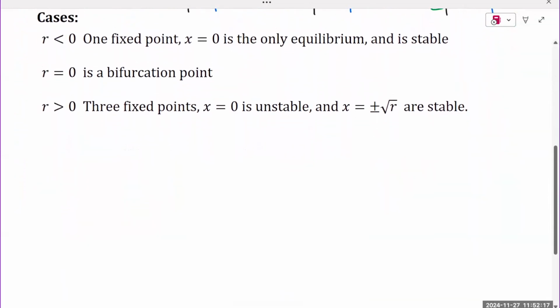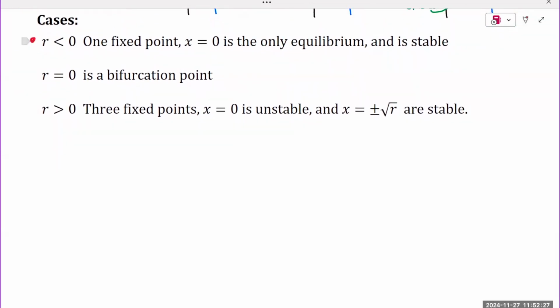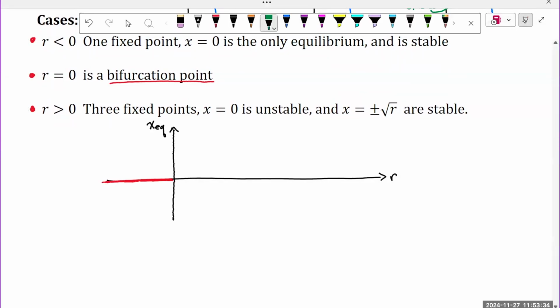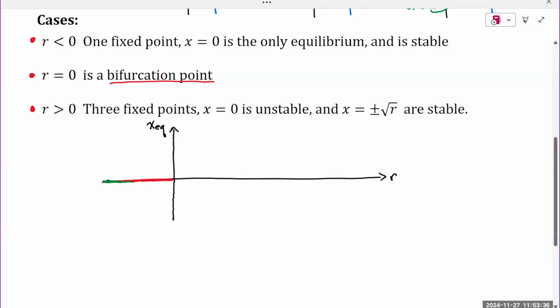Here we have our cases summarized. There's one fixed point for negative r that is stable. At 0, we have a bifurcation point. And for r positive, we have two fixed points that are stable, and 0 has become unstable. So for r negative, we have one fixed point, and it is at 0. So we simply color in the 0 axis, and we leave it as a solid line since it is stable.